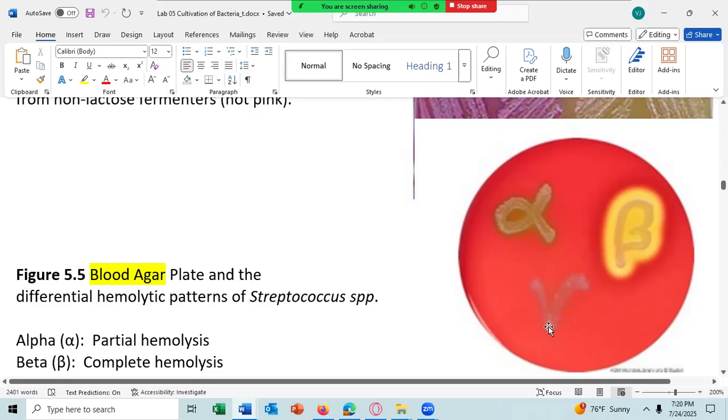This one is showing no lysis, where the red blood cells are red all the way up to the streak of the gamma. That's actually a gamma. And this we call gamma hemolysis or no hemolysis. That's why that's a gamma, because this is gamma hemolysis. This is an alpha, because that's alpha hemolysis. And that's a beta, because that's beta hemolysis. Any question about any of that?